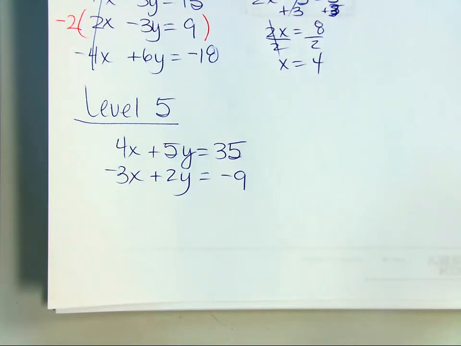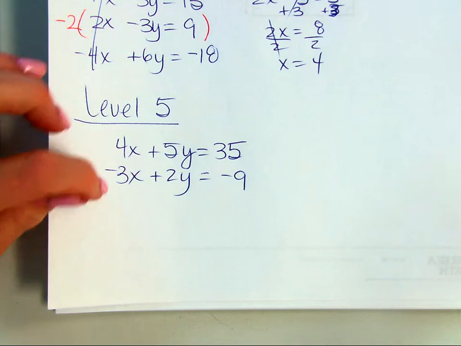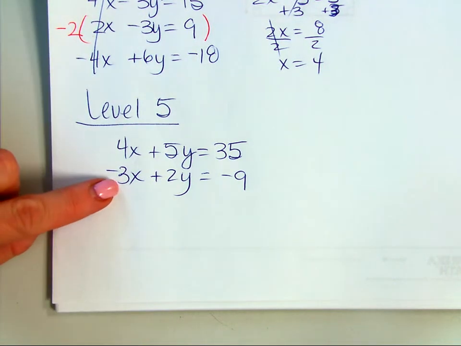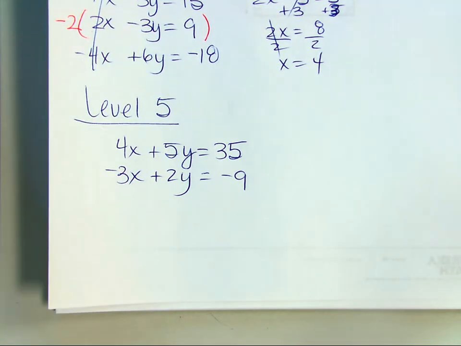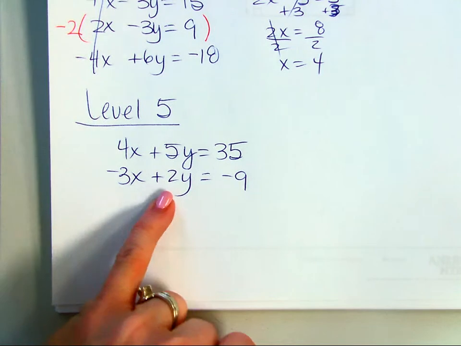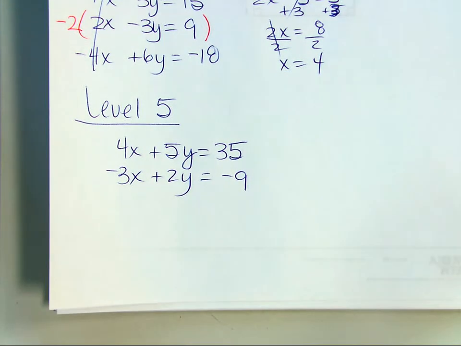It looks like a big old mess of nothing, right? None of the coefficients are the same. The signs are the same for the y's. 3, I can't just multiply something by 3 to make it 4, unless it's a big decimal, and I don't want to deal with that. I can't just multiply 2 by something to get 5. So what are my options right now?